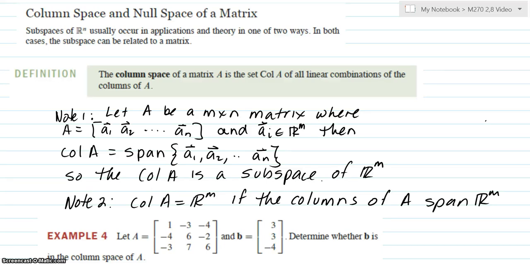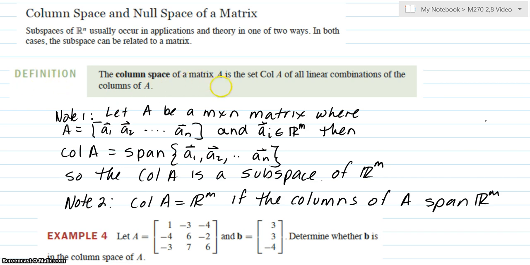Hello again. In this video, we're going to talk about the column space and the null space of a matrix. Subspaces of a matrix usually occur in application and theory in one of two ways. In both cases, the subspace can be related to a matrix. So the first way is the column space. So let's look at the definition of a column space.